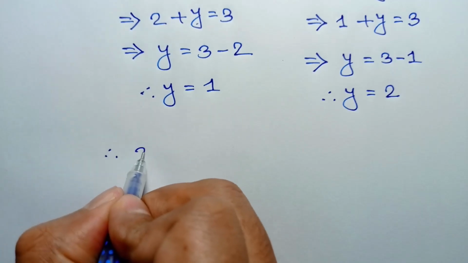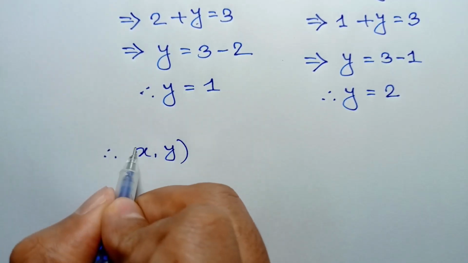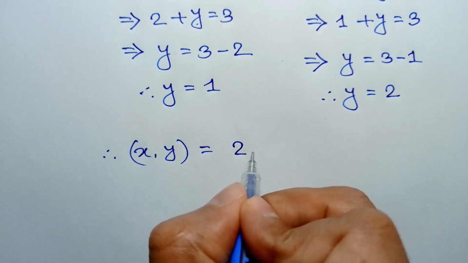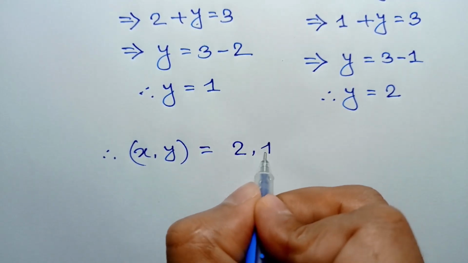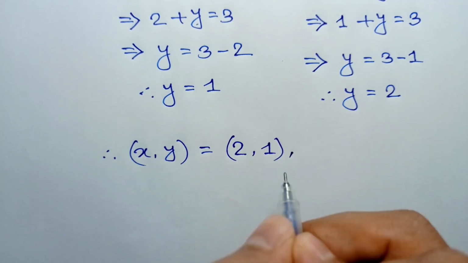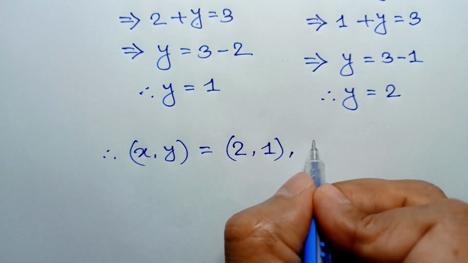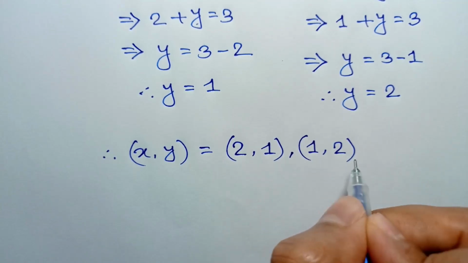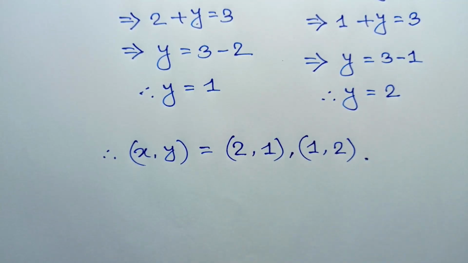So the value of x and y is: when the value of x is equal to 2, then the value of y is equal to 1, and when x is equal to 1, then the value of y is equal to 2. So this is the solution of these equations.